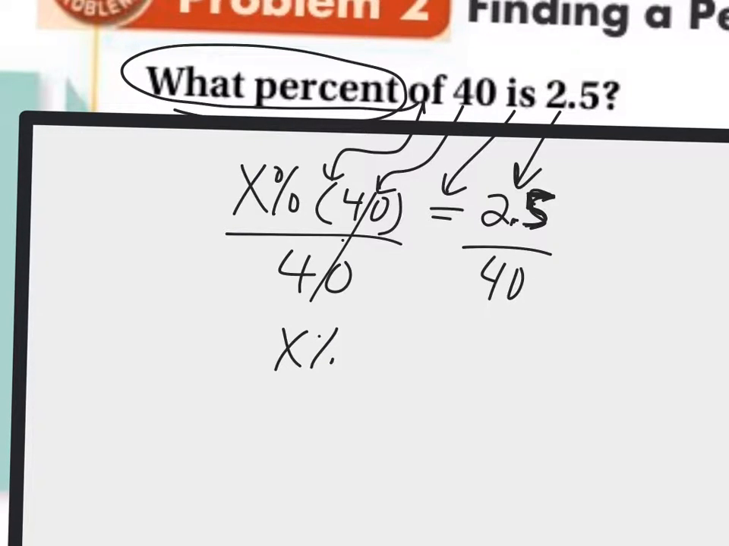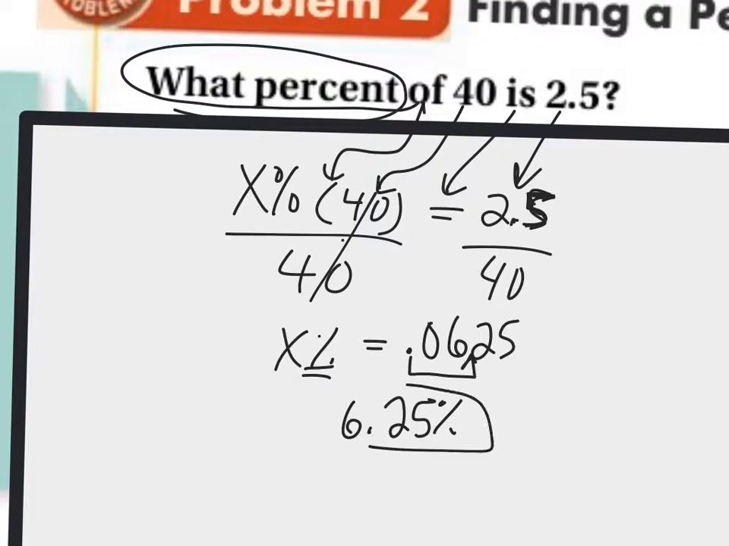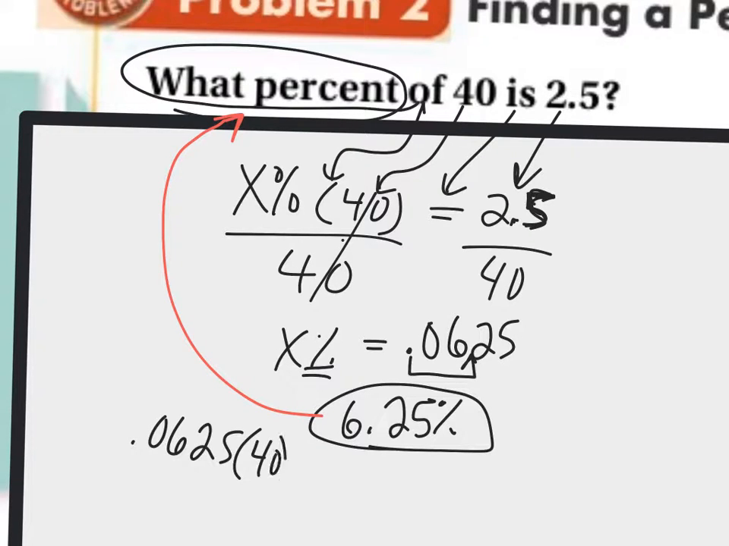And then when you divide that out, you're going to get a decimal. What we have to remember is we're trying to find the percent. That's the percent as a decimal. So we have to move our decimal 2 places to the right, which would be 6.25%. And so what we're saying is 6.25% of 40 is 2.5. And again, you can multiply that out to confirm that you have the right answer.